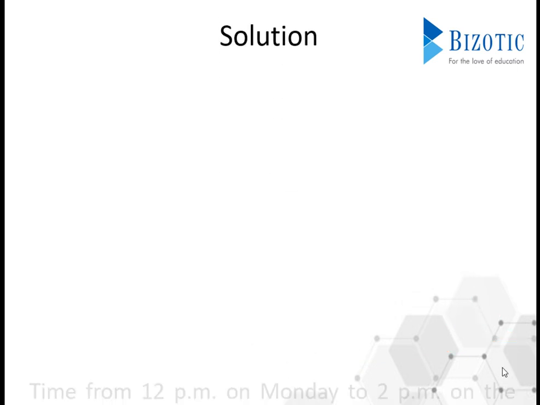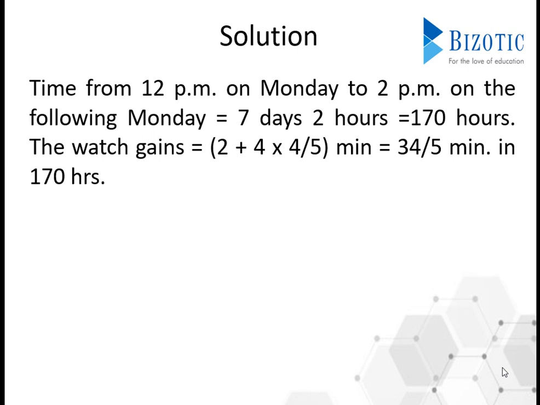Now let's look into the solution part. Time from 12 p.m. on Monday to 2 p.m. on the following Monday, because in the question they have mentioned 12 noon. So 12 p.m. to next Monday 2 p.m. Calculate the total number of hours. 7 days a week plus 2 hours, because from 12 to 2 it will be an extra 2 hours. So 170 hours.